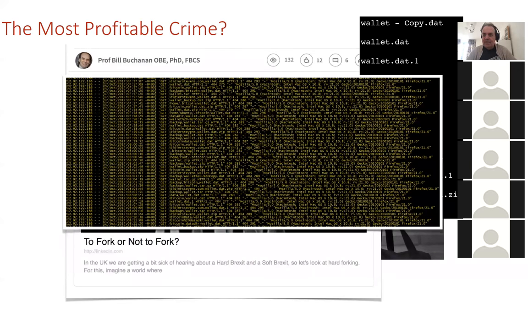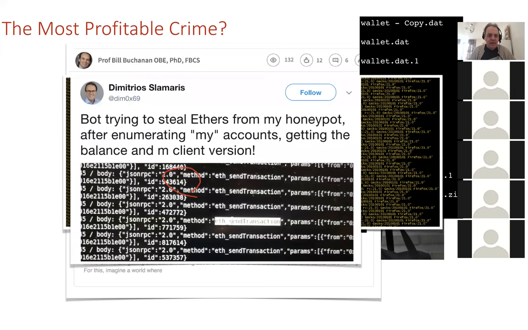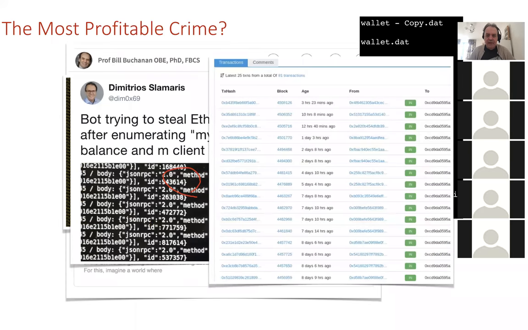This is an example of a scan that was seen on a real site that had wallets on it. And you can actually see the continual requests for certain key files. And the wallet.dat, especially, you can see there. Okay, and so it's well known that people will scan for these types of accounts.